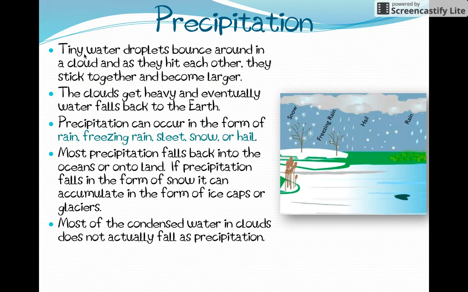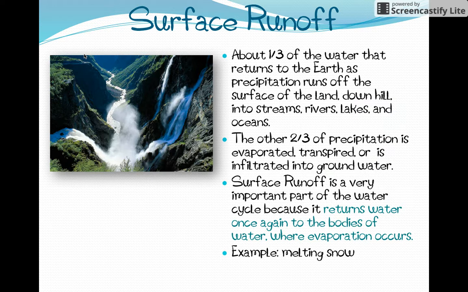Precipitation is any type of water that falls from a cloud. Tiny water droplets bounce around in a cloud. As they hit each other, they stick together to become larger. Precipitation can occur in the form of rain, freezing rain, sleet, snow, or hail. Most of it falls back into oceans or onto land.